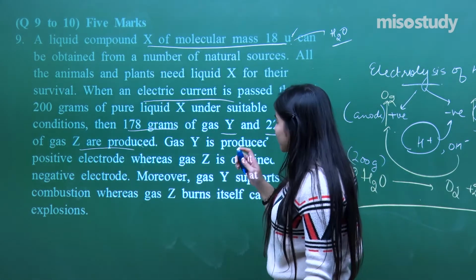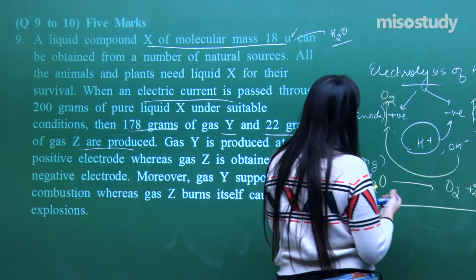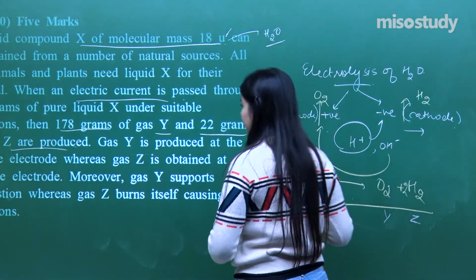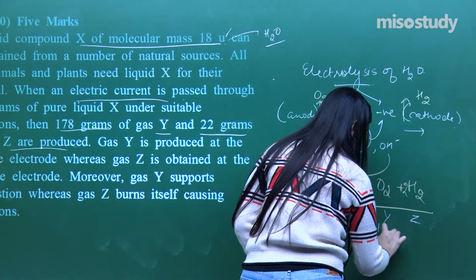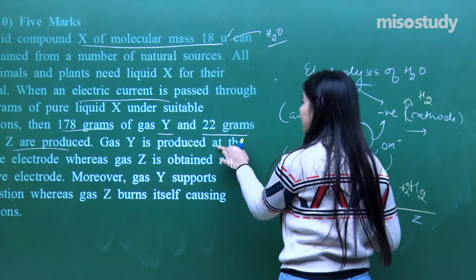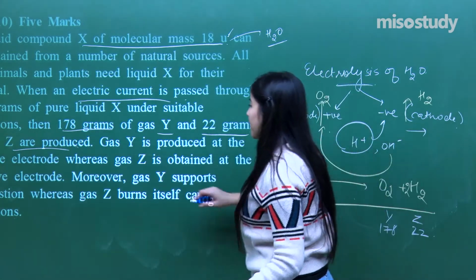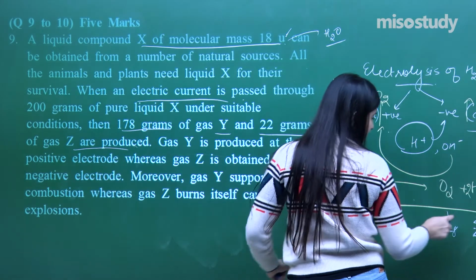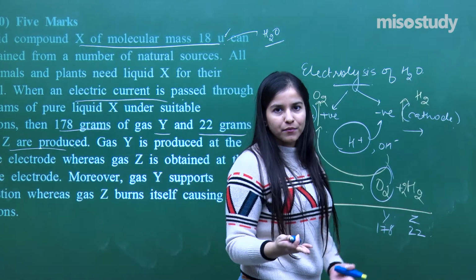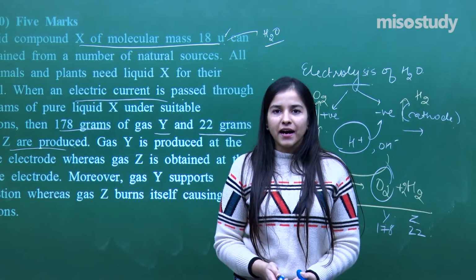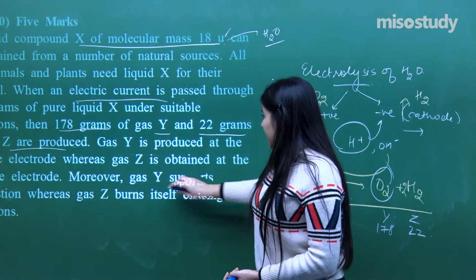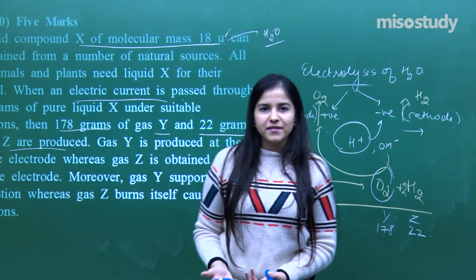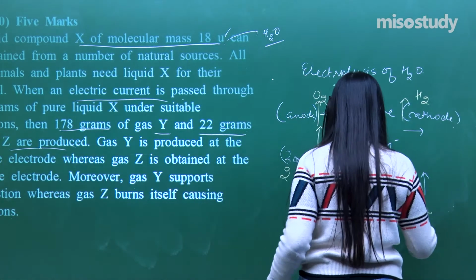Gas Y is produced at the positive end. What is the gas at the positive end? O2, right? So this is Y and this must then be Z. Fine. So Y is 178 grams and Z is 22 grams. Moreover, gas Y supports combustion. Now is it confirmed? Oxygen always supports combustion. Whenever I want to burn anything, I need air for that. And Z burns itself, causing explosions, a popping sound. Remember, that is for hydrogen. My entire question has been confirmed.